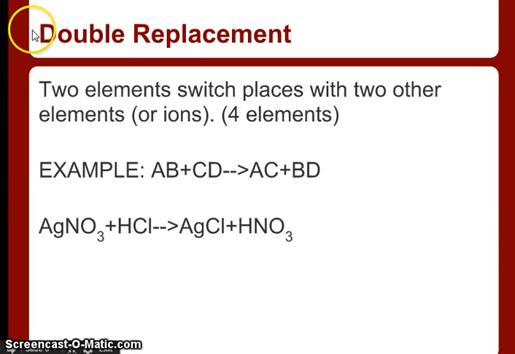The next type of reaction is double replacement, and this is when two elements switch places with two other elements or ions, and this involves 4 elements. This is an example of double replacement: AB plus CD goes into AC plus BD.